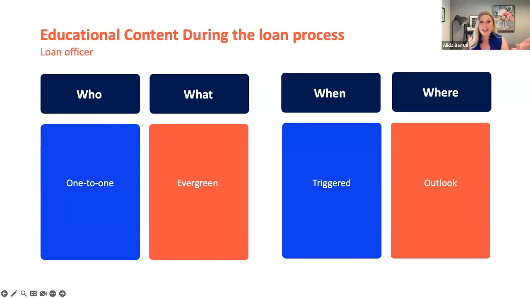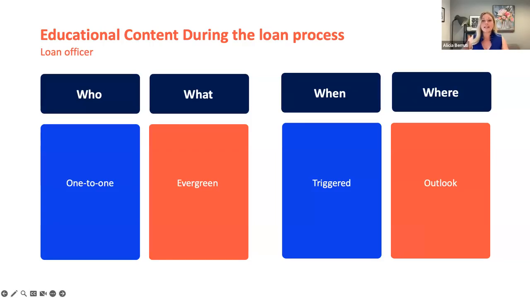When are they going to get that video? Well, it's triggered by the fact that they downloaded the loan application and haven't done anything with it for 24 hours. Where are you going to send that video from? Well, you're going to send it from your Outlook, because you're already communicating with them in your Outlook. You sent them that loan application via Outlook. Okay, so that's just one example.